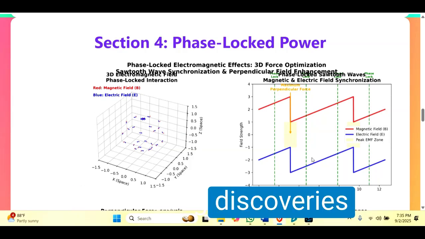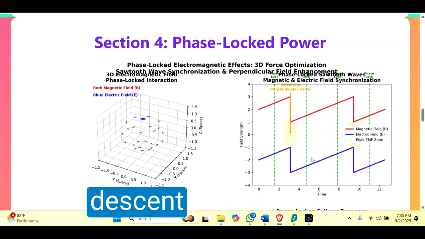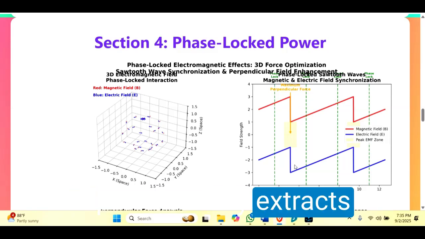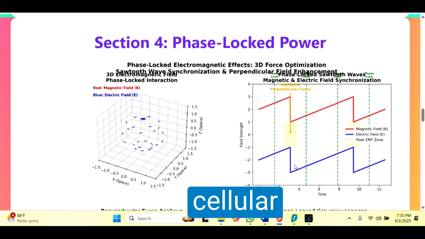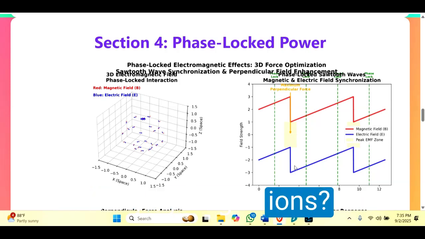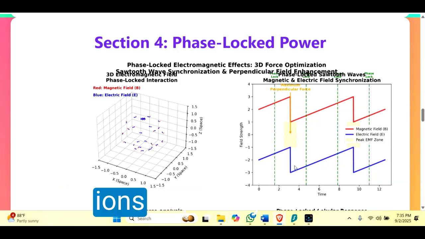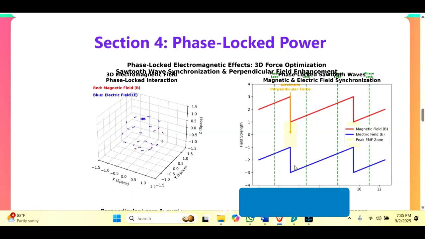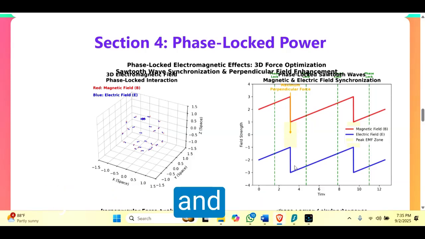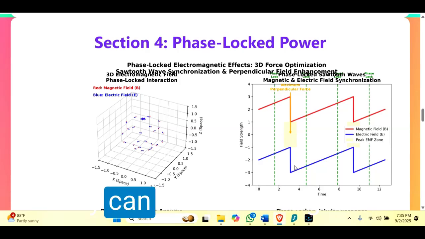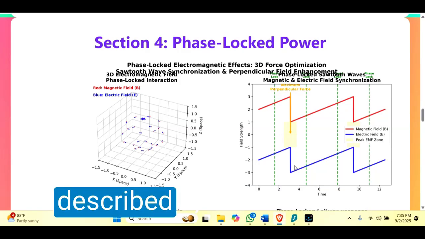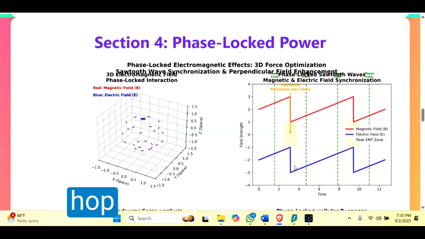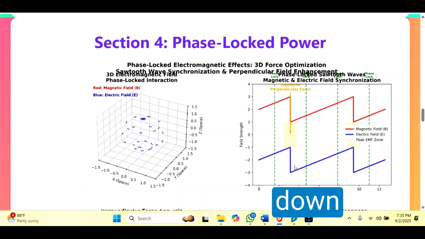So one of the most fascinating discoveries during the rapid descent phase of the sawtooth pulse is that it preferentially extracts hydrogen ions from your blood and cellular fluids. Why hydrogen ions? Because they're the lightest and most mobile ions in your system. The research describes this as hydrogen hopping or H hopping. Hydrogen ions literally hop through your cells and accumulate at cell membranes where they can do the most good. As the researchers described it, it is the faster particles, especially the hydrogen ions, that are moved. They quite literally hop through the cell and are only slowed down at the cell membrane.